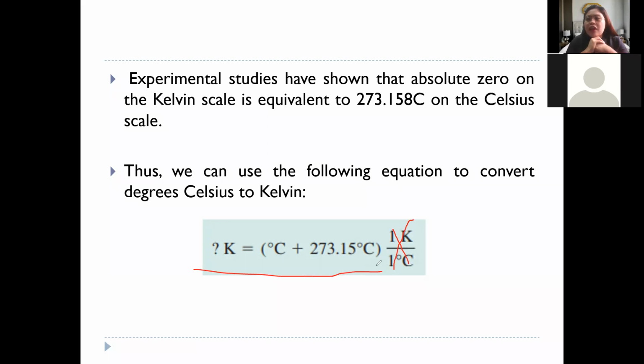In the laboratory, I guess the one given in your handout is only 273. I mean, Kelvin is equal to degrees Celsius plus 273. And that is also accepted. Whether you use the whole number or you use 273.15, it's okay. It's okay for the calculation.